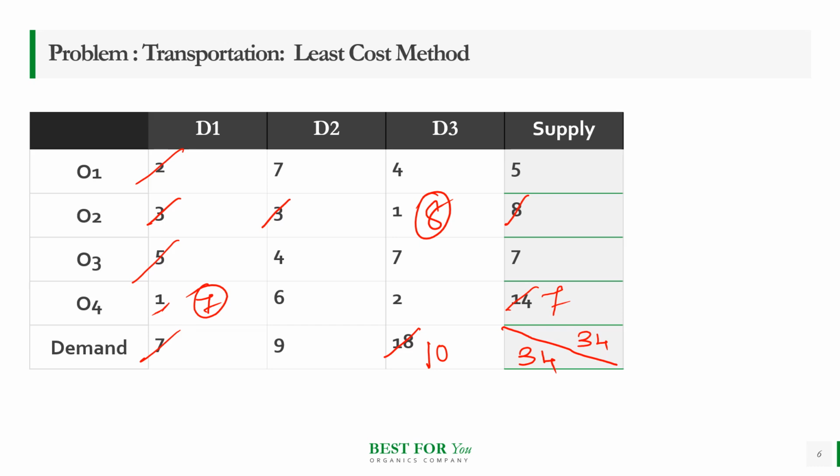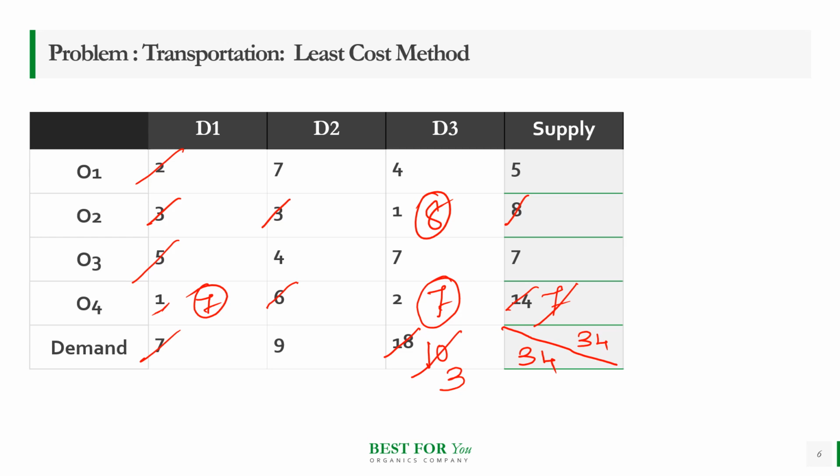Now in the remaining values, you need to find the next least value. We have 7, 4, 4, 7, 6 and 2. So 2 is the least value, and we will allocate there. The demand is 10 and the supply is 7, so only 7 can be allocated here. In my demand, 3 will remain and my entire supply is over. So I cross out the row values.